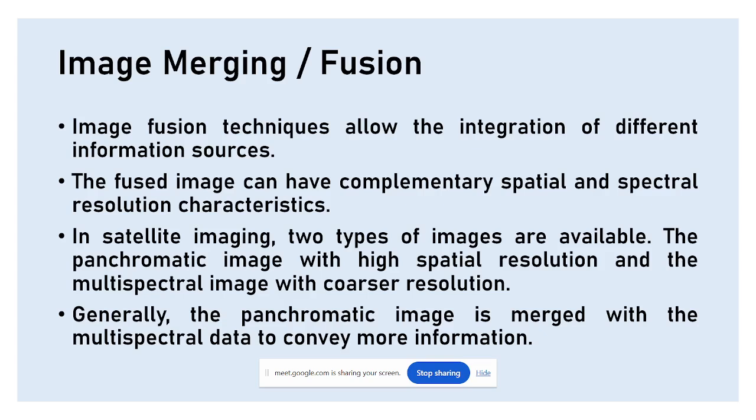In satellite imaging, we have two types of images available. We have the panchromatic image, which has high spatial resolution, and the multispectral image, which has coarser resolution. Panchromatic is quite common; it is the black and white image that we get. Multispectral and hyperspectral are more colorful, but panchromatic is black and white. Generally, the panchromatic image is merged with the multispectral to convey more information.